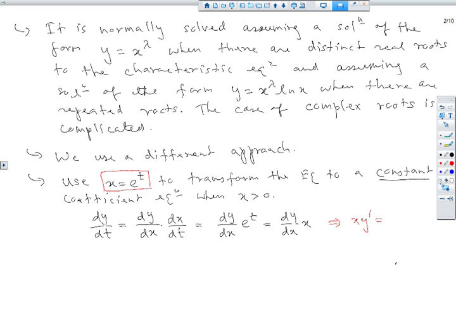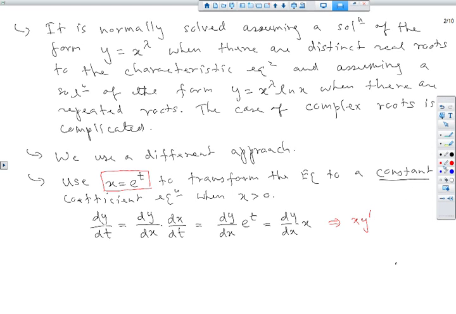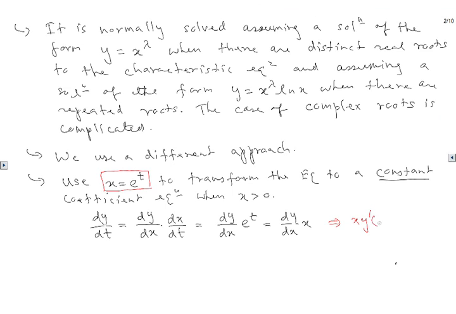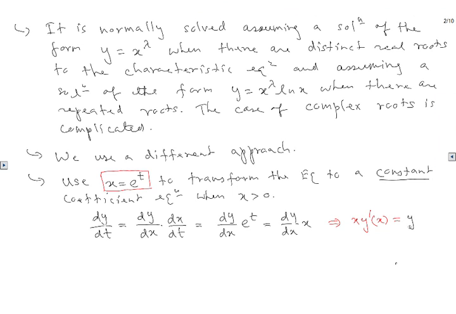So we need to think about what the variable is now. In terms of the x variable, x dy by dx is simply equal to dy by dt in terms of the y variable. Let me erase this. You can write this simply using the y variable now: this simply equals y prime of t. That's what this says. Okay, good.